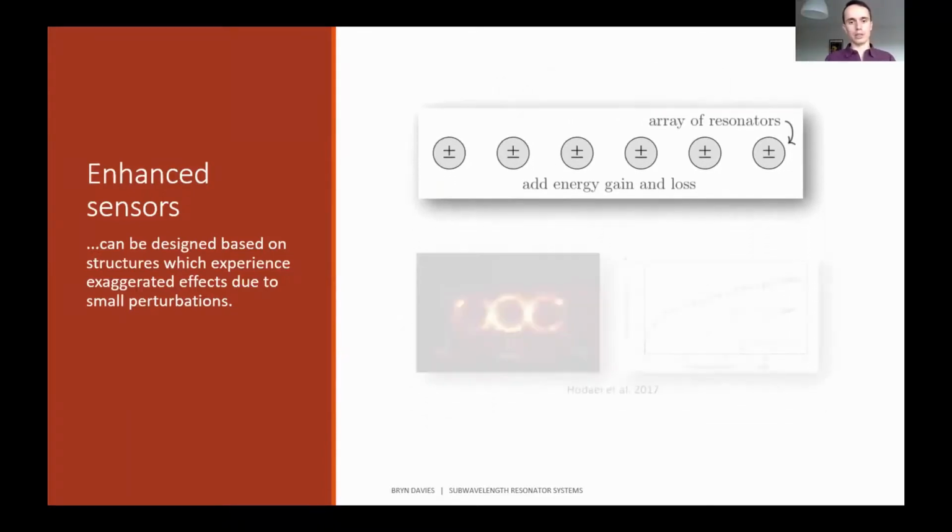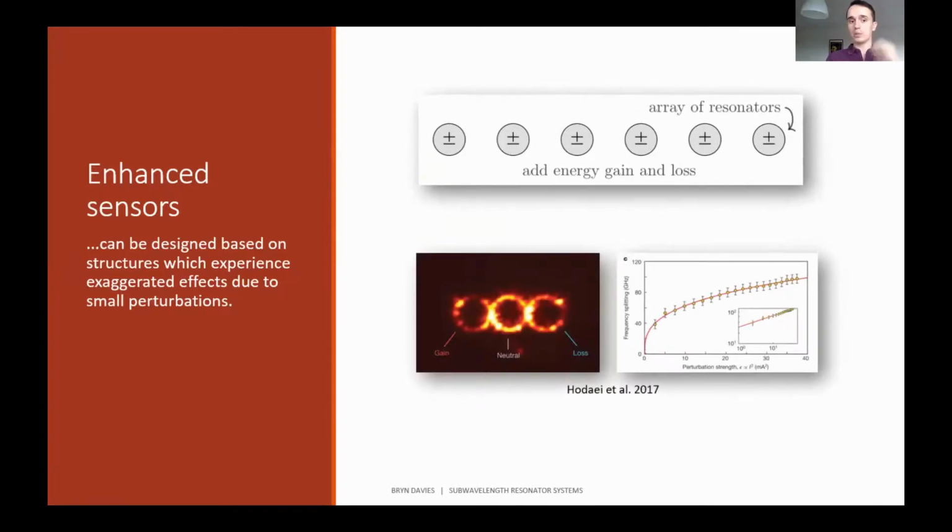We'll go through the details in a moment, but devices based on these principles have been designed and implemented. For example, here's a really nice example that was in the setting of photonics. We've got a 3 resonator system that has gain and loss implemented through heating elements. And then on the right, you can see the desired enhanced response, whereby particularly for small perturbation strengths, the frequency splitting, as they call it, is well above linear.